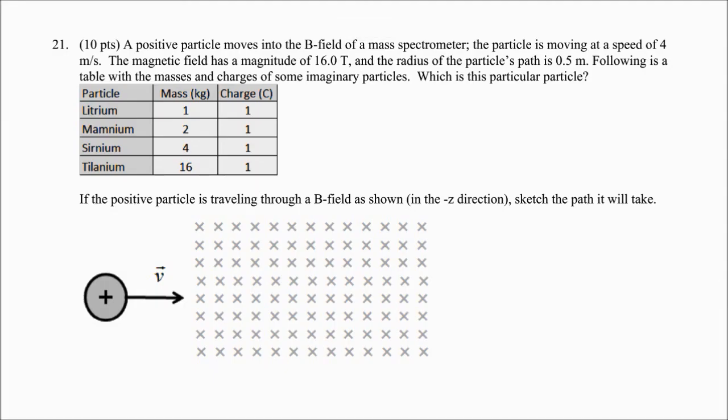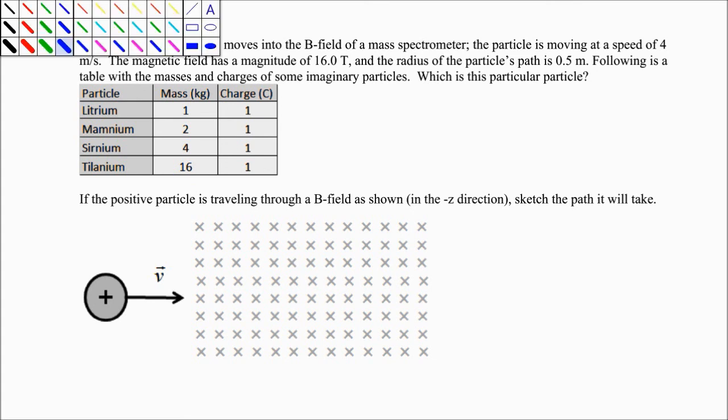Okay, a positive particle moves into the B field of a mass spectrometer. The particle is moving at a speed of 4 meters per second. The magnetic field has a magnitude of 16 Tesla, and the radius of the particle's path is 0.5 meters. Here's a table. What is this particular particle?